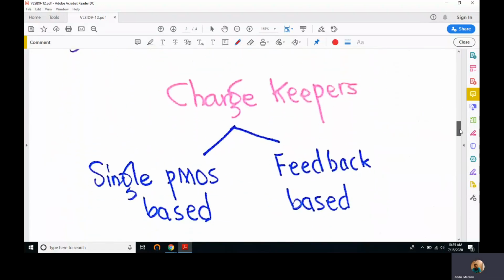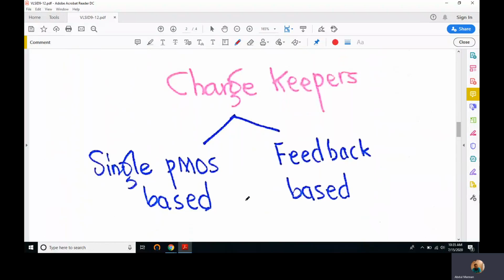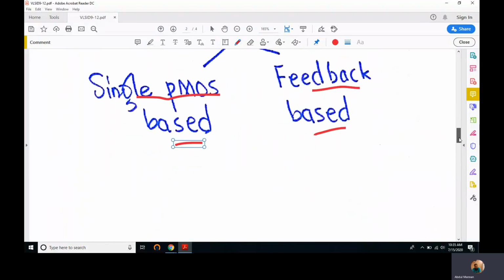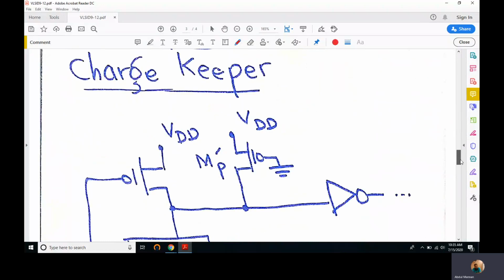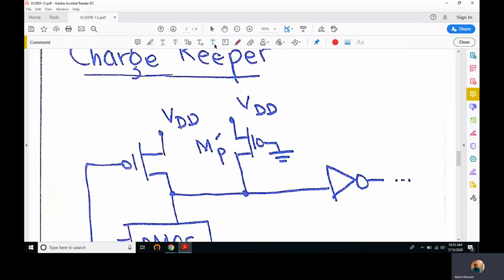Let's see, there are two types of charge keepers: single PMOS based charge keepers, and feedback based charge keepers. Let's see both of these types of charge keepers one by one. A single PMOS based charge keeper is the one.